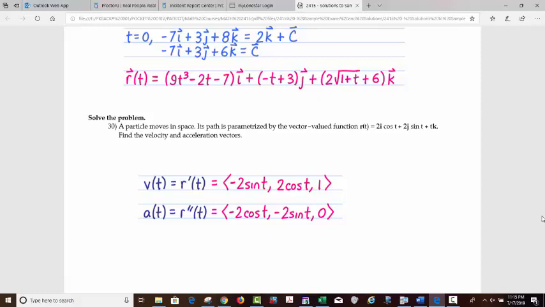All right, velocity and acceleration. Velocity's the first derivative. Acceleration's the second derivative. They didn't give us a value. Sometimes you might be given a value t, obviously, and they'll say find it. So you would just plug the t in afterwards.